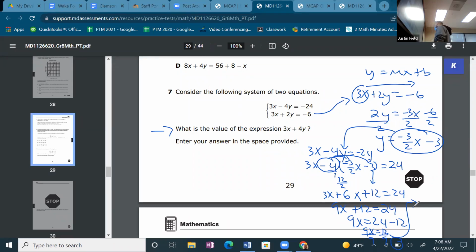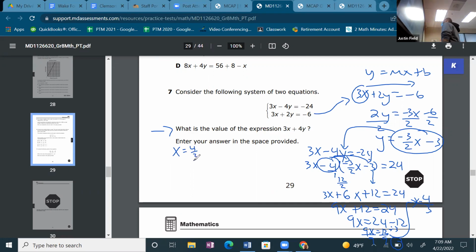And 12 over 9 is, what is that? 12 over 9. I divide by 3. Oh, it's 4 over 3. So x equals 4 over 3.